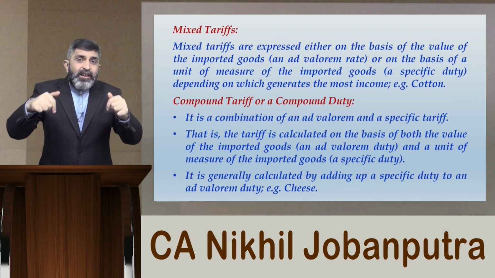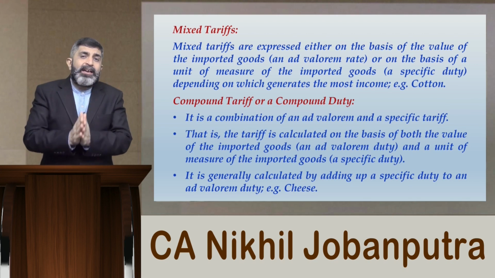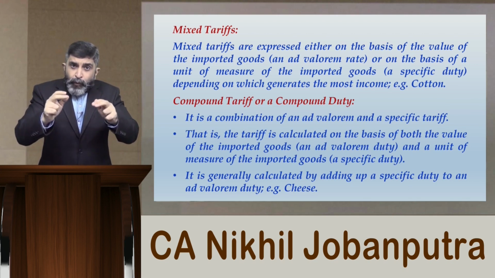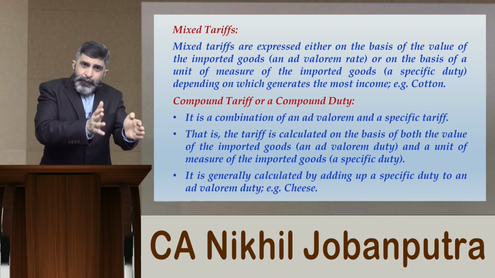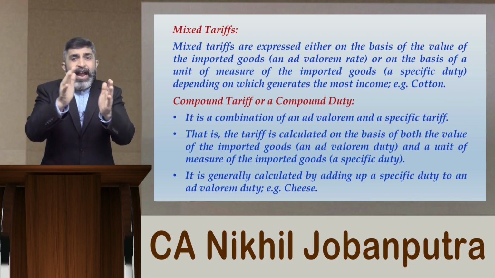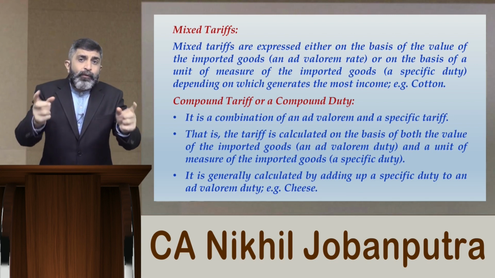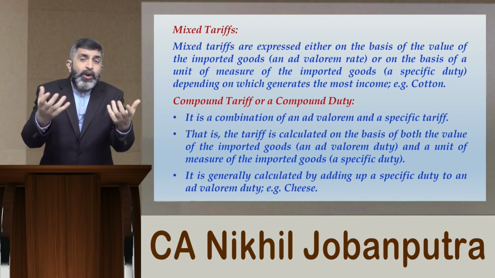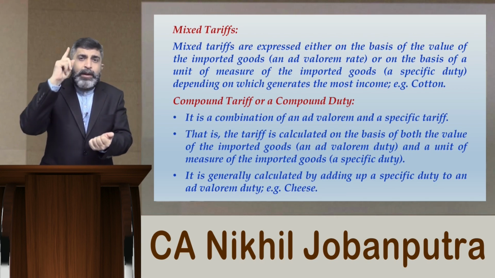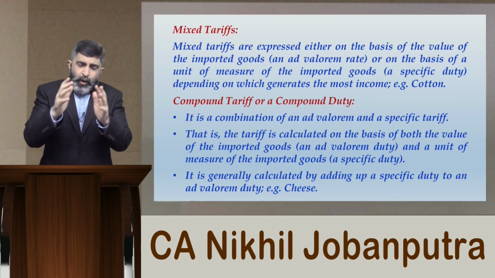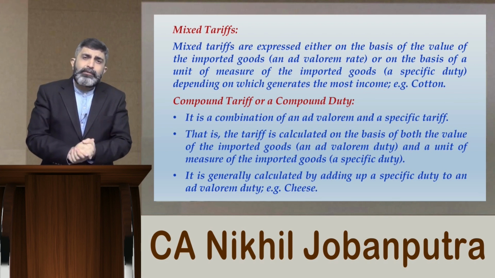Whichever is higher will be levied by government as import duty on cotton. So over there you compute tariff as per the specific rate and you compute tariff as per ad valorem duty, and you find whichever is higher for the government as revenue, that will be fixed as the tariff, and that is what we understand as mixed tariff.